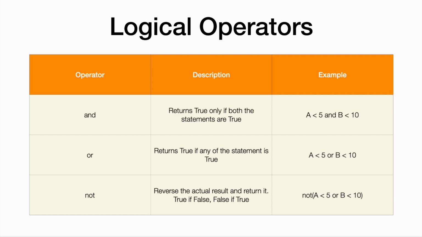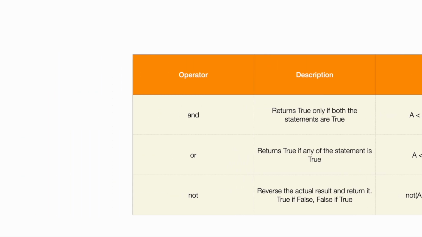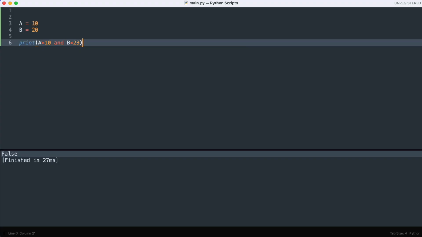And not will return a reverse result. It means if the result is true, not will return false. If the result is false, then not will return true. The answer is false. That is because a is not greater than 10.